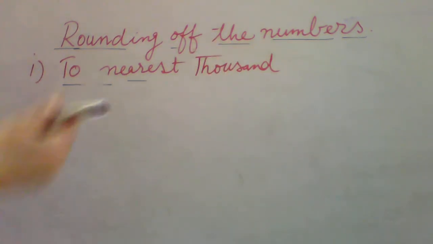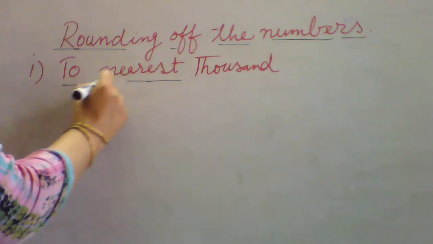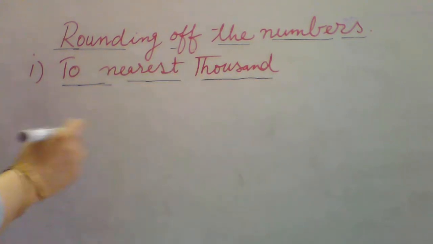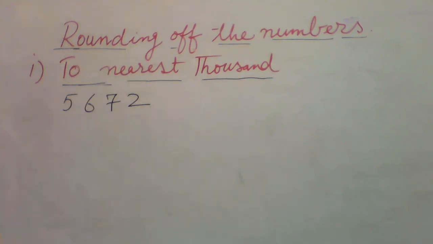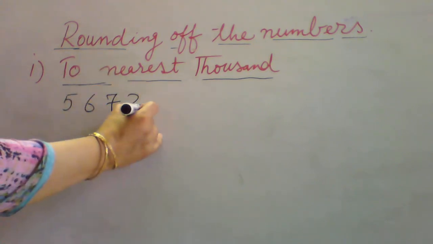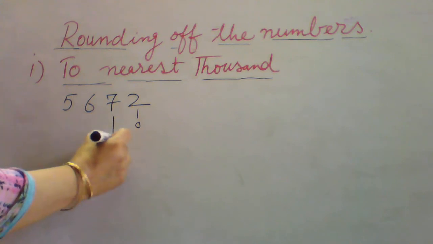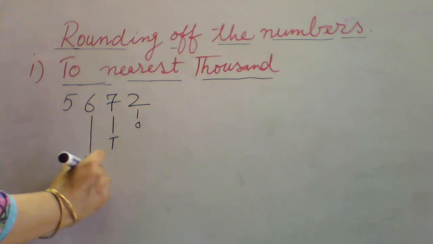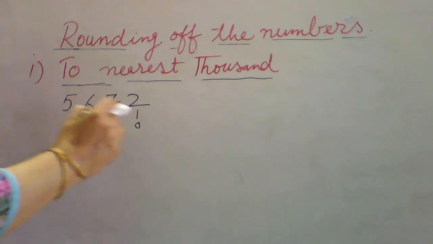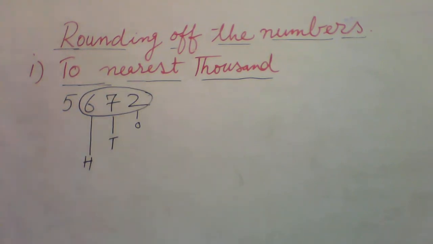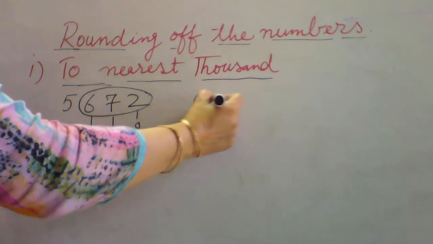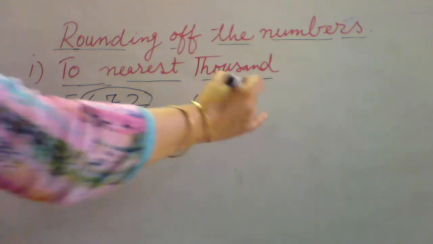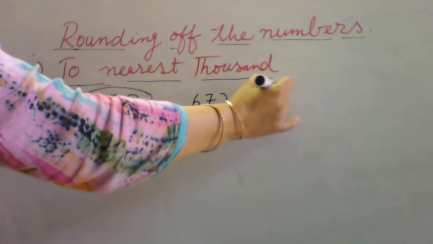Now in this case, children, when we have to round off a number to the nearest 1000, I am taking a number 5672. We will check the number formed by the digits present at the ones place, tens place and hundreds place. The number formed by these three digits is 672. We will check whether this number is greater than 500 or smaller than 500. We see this number is greater than 500.